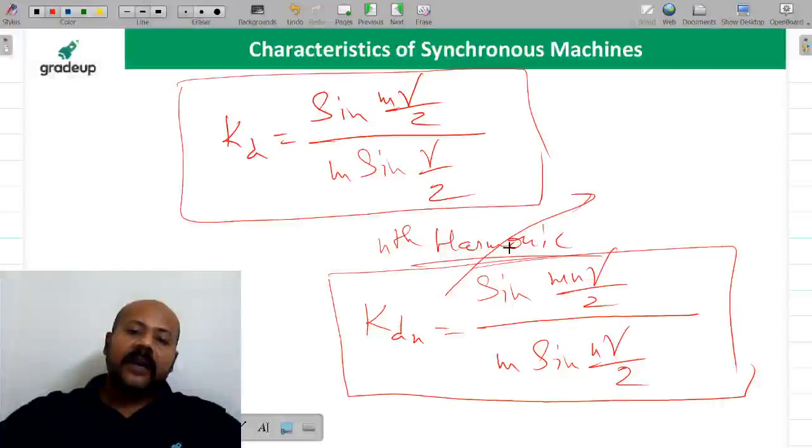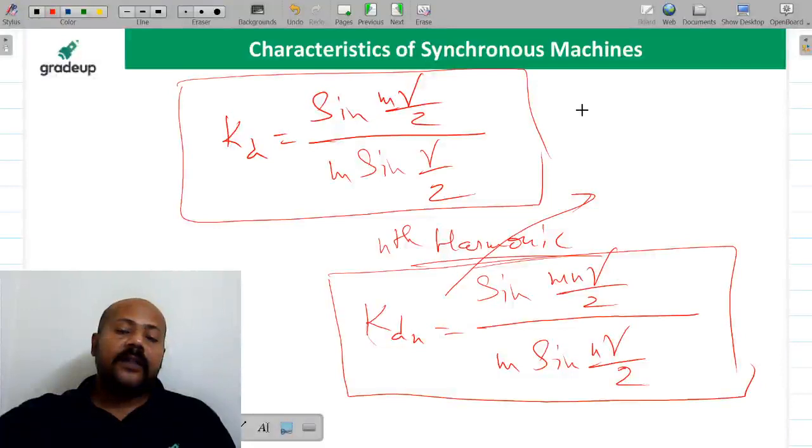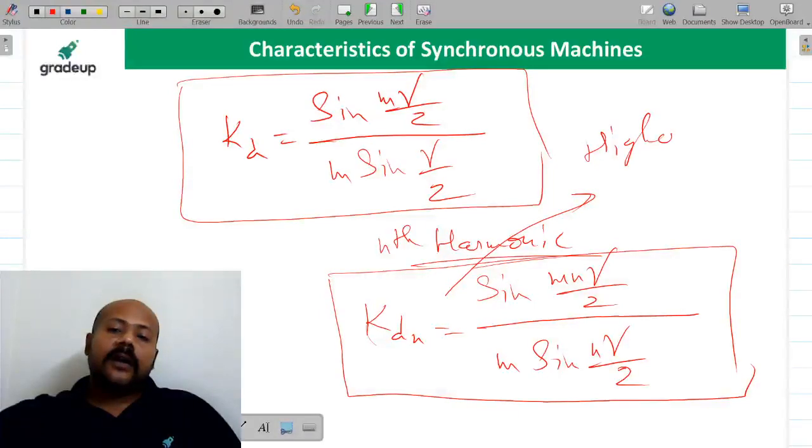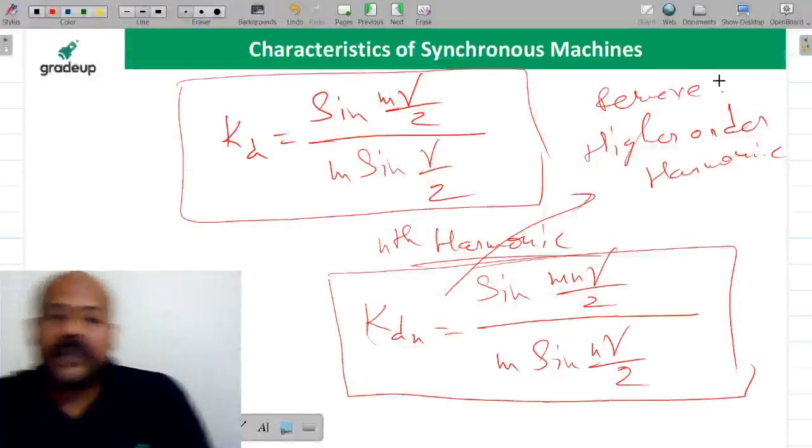And why are we having this distribution factor for the nth harmonic? Because if you want to remove the nth harmonic, then you are using the distributed winding, and distributed winding you are using for higher order harmonics. You want to remove the higher order harmonics. You remember my first slide for today's session. I hope it is clear for all of you.